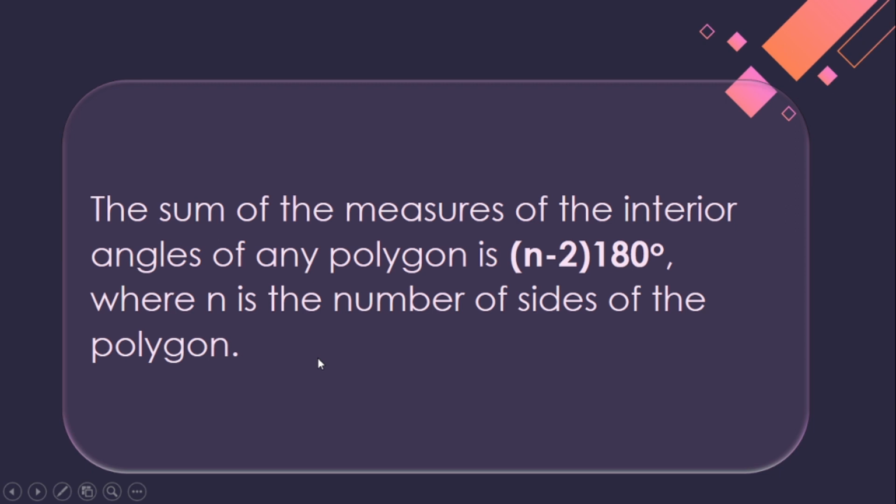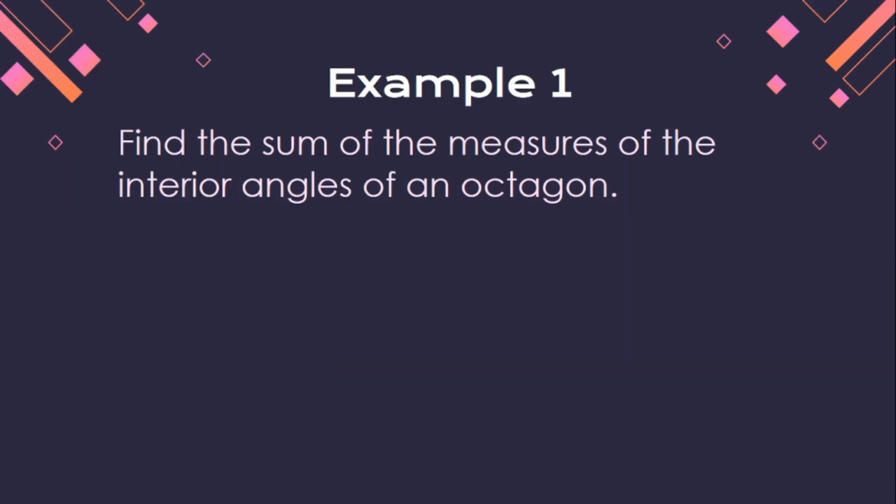So, let's have an example. Let's try to find the sum of the measures of the interior angles of an octagon. Okay, meron tayong octagon. Ano ba yung octagon? So that is a polygon with how many sides? 8. Tama? So instead na mag-drawing pa tayo ng polygon na may 8 sides, we can just simply use our formula na n minus 2 multiply to 180 degrees.